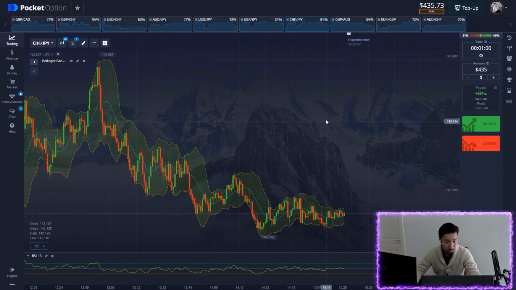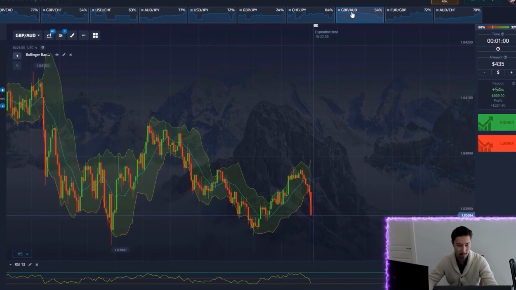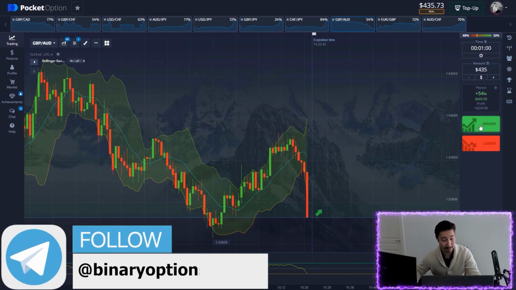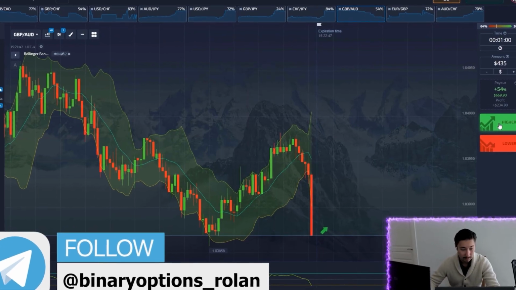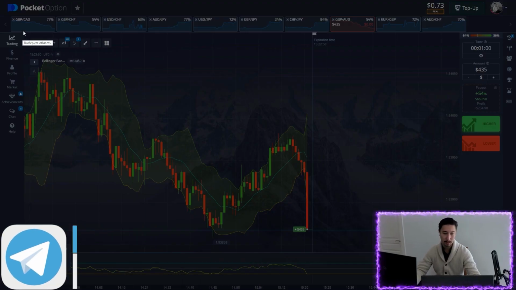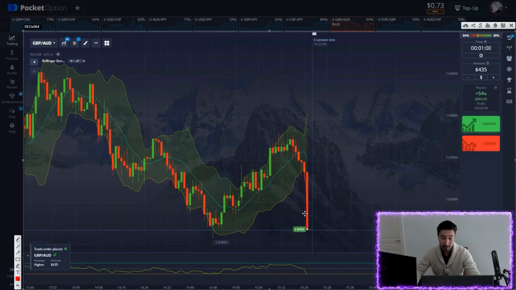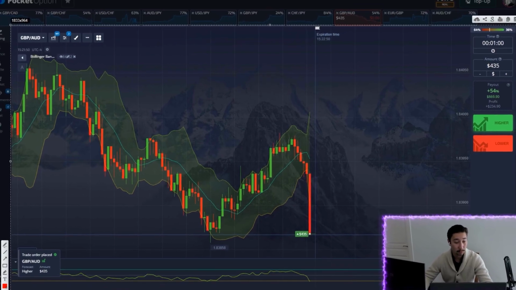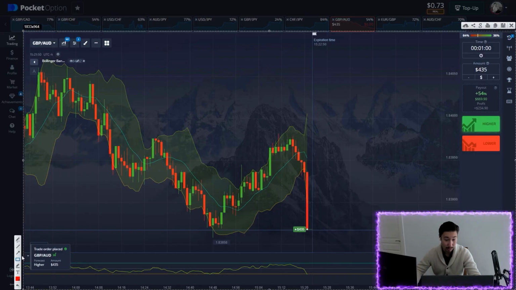So, wow, whoa! Look at this huge dump, guys. Looks really promising. Believe me, though. Let's open a long position right now. The pullback should happen after all, right? So the red candle looks really insane. The price broke through the lower boundary of the Bollinger Bands.